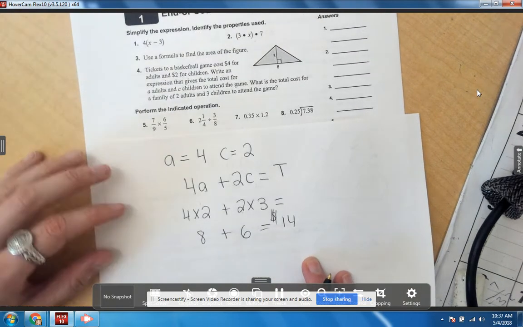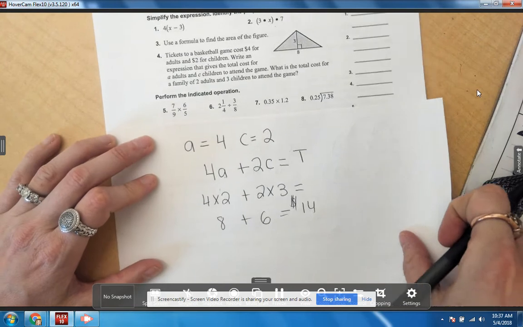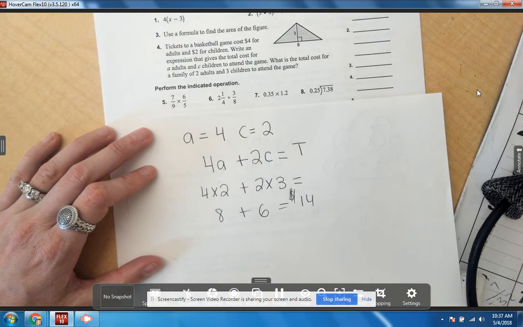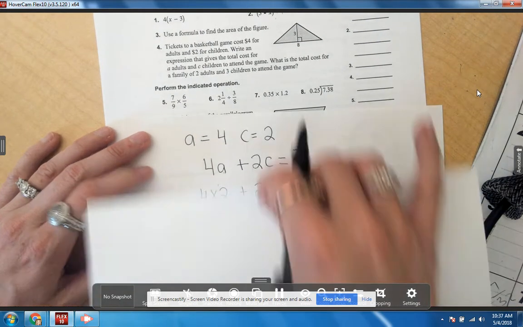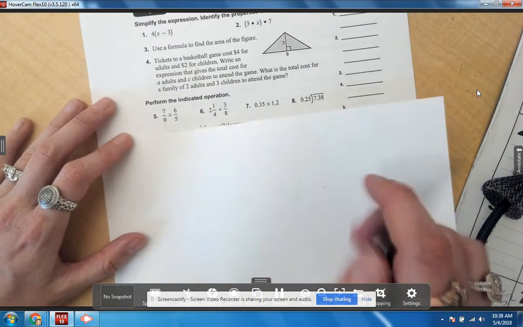Okay, the next one is a bunch of performing operations here. So I want you to try these and then come back and see how you did so you can correct it afterwards. So let's take a look. So if you're watching this, that means you already tried these.